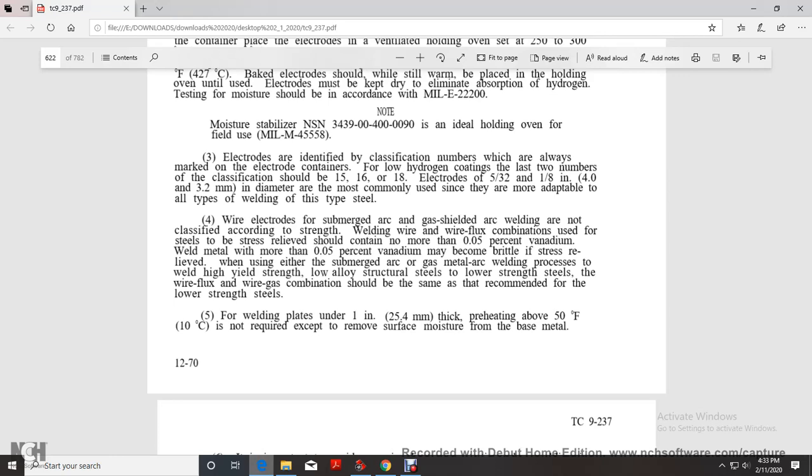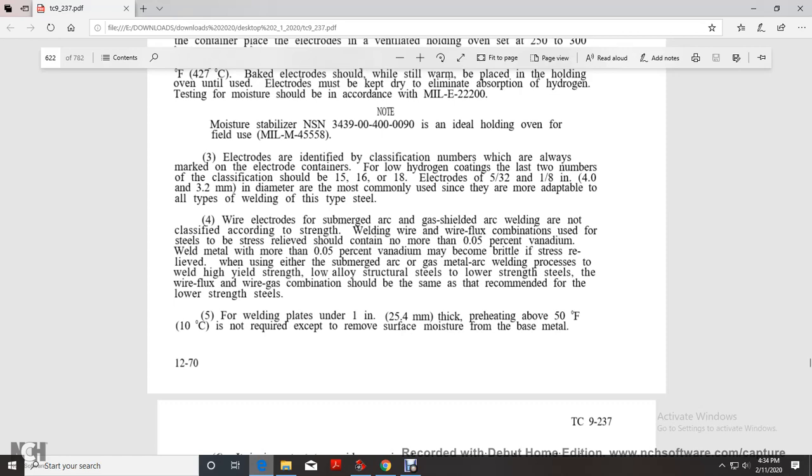Electrodes 5/32 and 1/8 of an inch in diameter are most commonly used since they are more adaptable to all types of welding steel. Steel wire electrodes for submerged arc and gas shielded arc are not classified according to strength, but by the welding wire flux combination. For steel with stress relief, the weld metal cannot contain more than 5/100 of a percent of vanadium. Weld metal with more than 5/100 of a percent of vanadium may become brittle on stress relief.